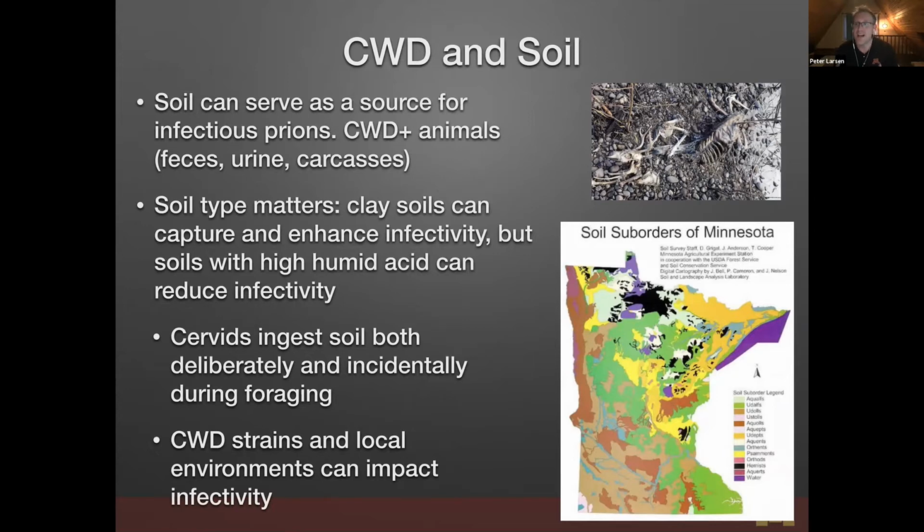At the same time, you can have soils that are high in humic acid, right, that can reduce infectivity. So you can have variation in your soil types that can either retain and really enhance infectivity, but you also have different soil types that can reduce. Okay, and I'm showing a soil map here of Minnesota, and it doesn't matter, there are great soil maps no matter where you are in the US.